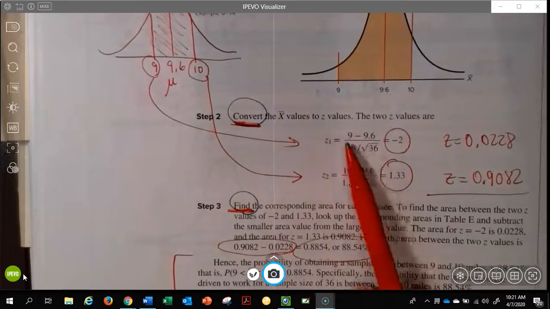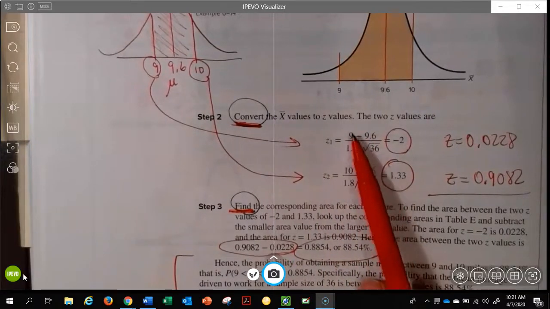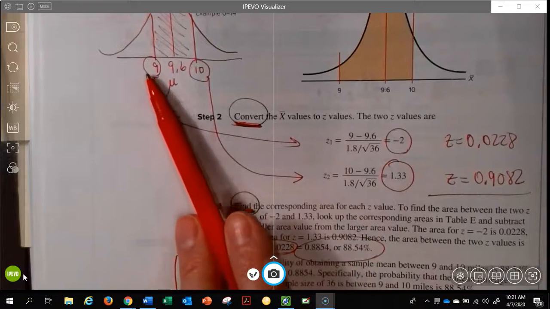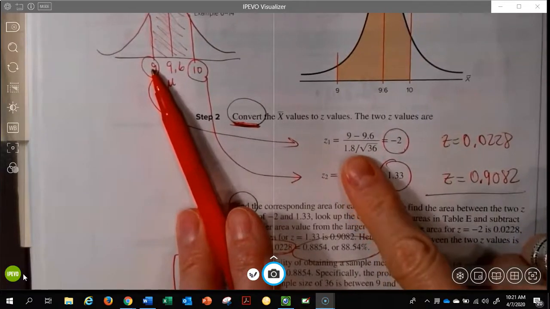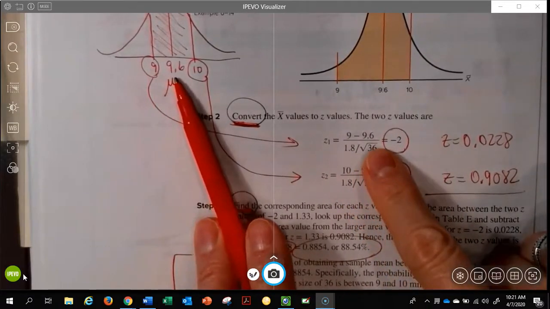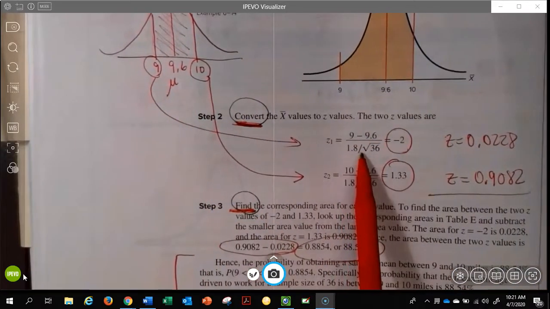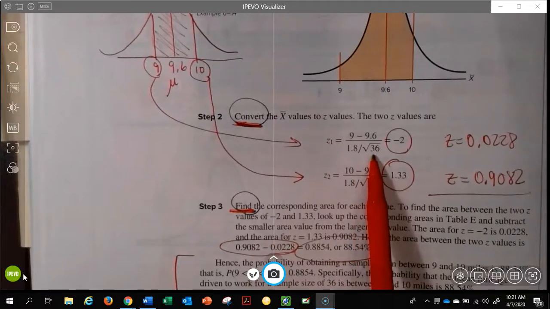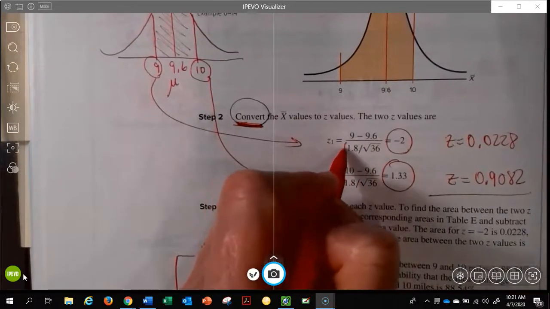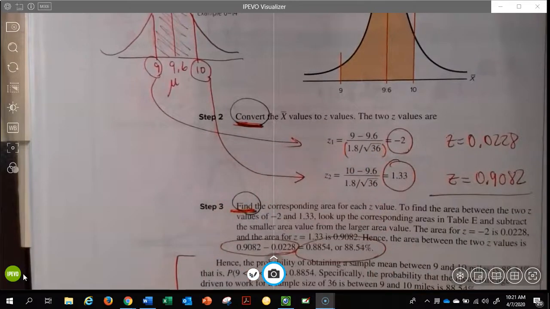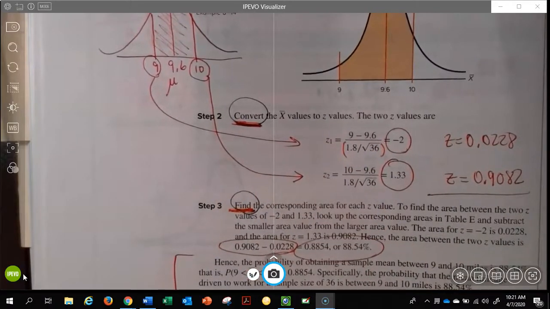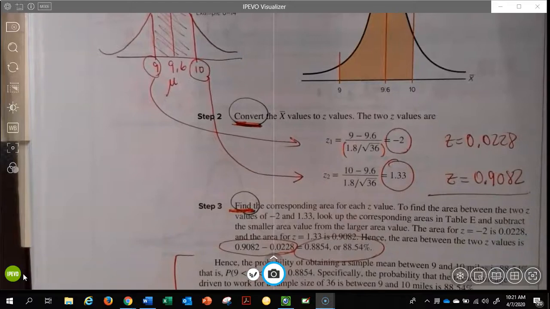So now back over here, they're literally plugging and chugging. They've got our data value of 9. They've put it in the formula, minus our mean, 9.6, divided by the standard deviation, and then divided by the square root of the 36. You just got to be really outsmarting your calculator. Maybe use parentheses, maybe use a reciprocal key, whatever you need to do to get the job done.